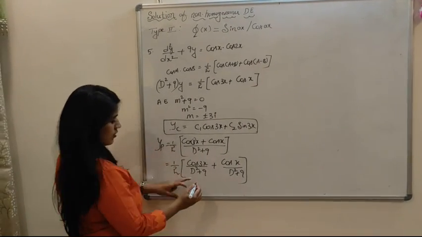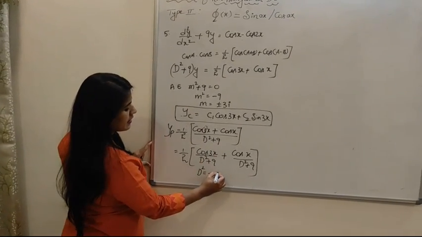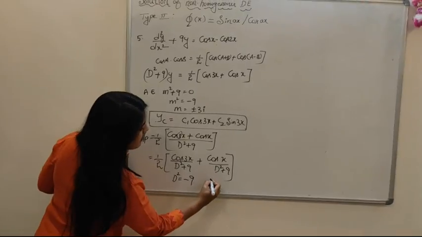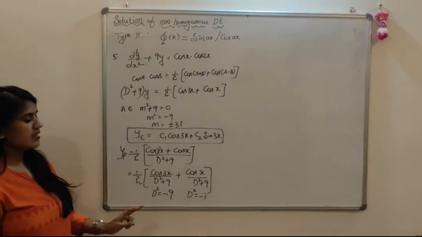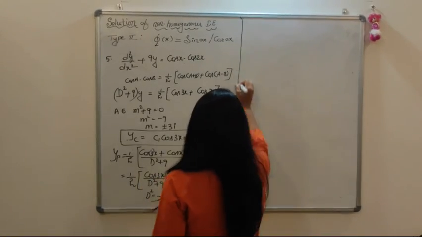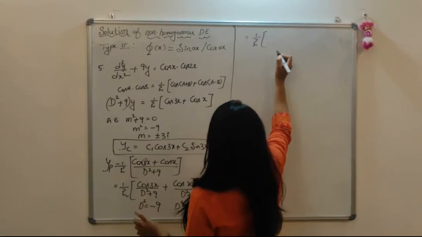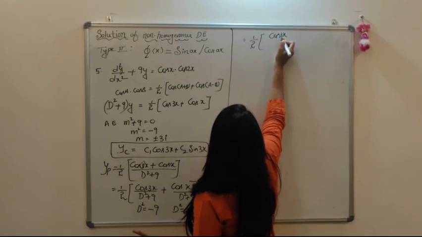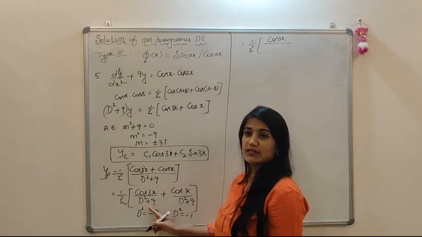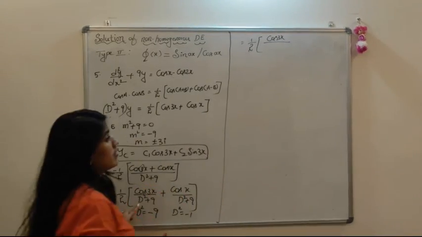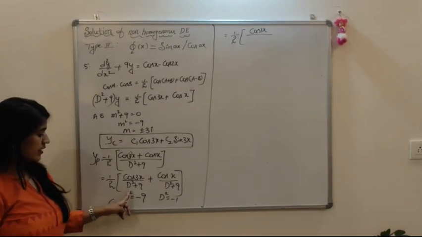For the first term, replace D square by minus a square. A is 3, so it is minus 9. Here D square is replaced by minus 1. So 1 by 2 of cos 3x divided by, if you replace D square by minus 9, minus 9 plus 9 becomes 0. Here you will get denominator 0. That's what I will do.